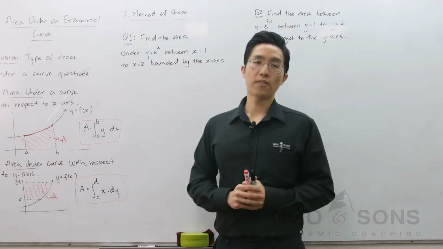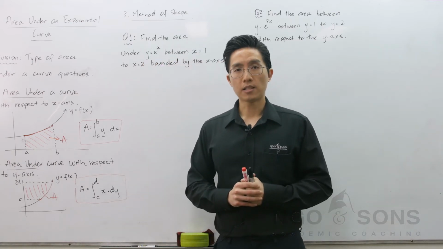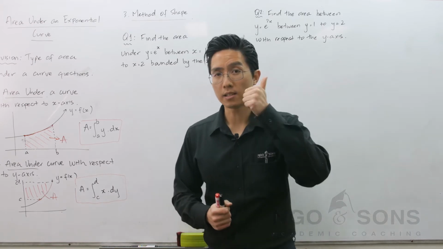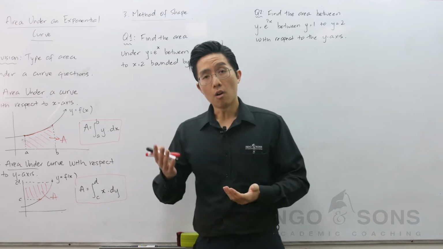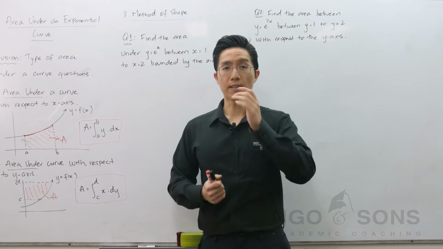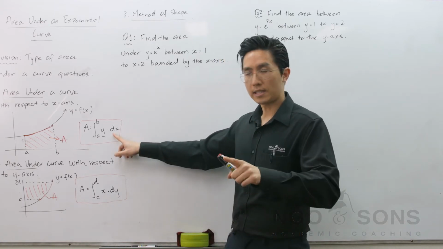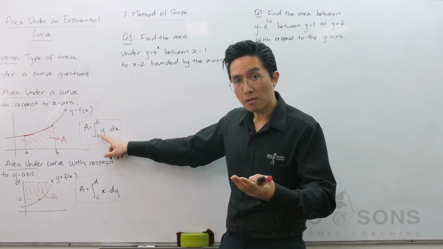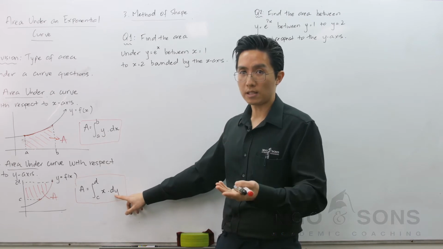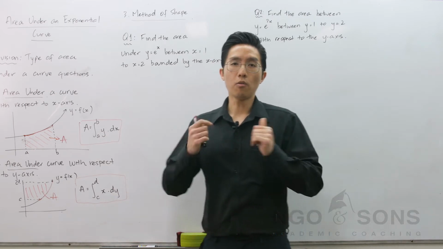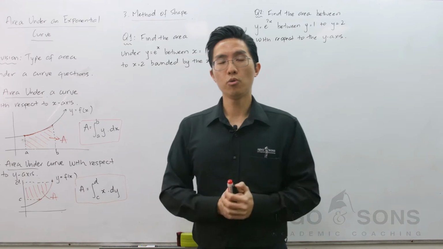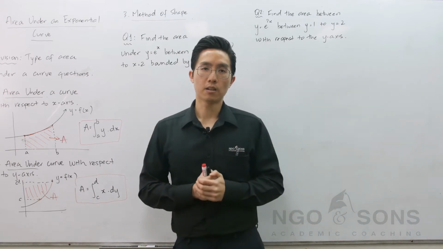So in summary, for the first two types of questions you're going to get, you just need to recognize if it's one, with respect to the x-axis, or two, with respect to the y-axis. If it's x, you write dx. If it's dx, you write y. If it's with respect to the y-axis, you write dy. If it's dy, you write x. Those are the two formulas that you will use the most in most area questions.